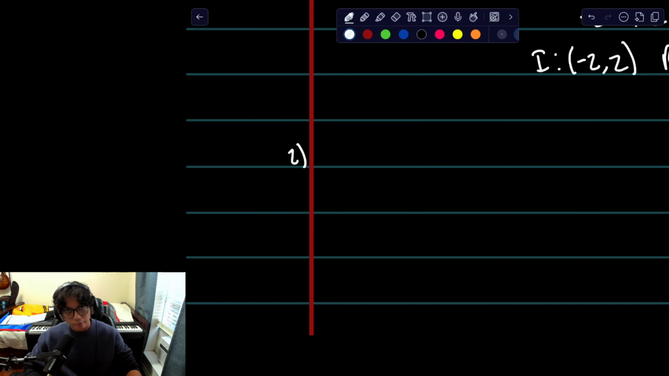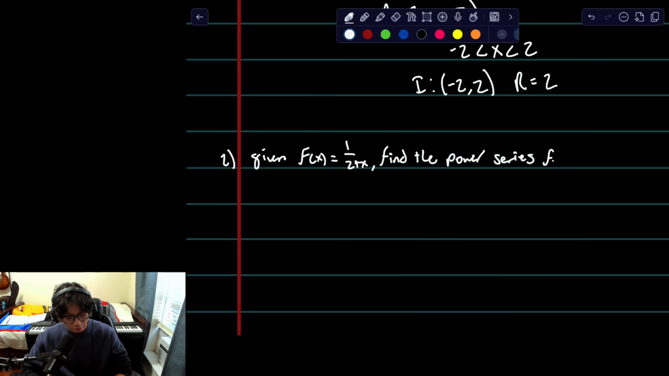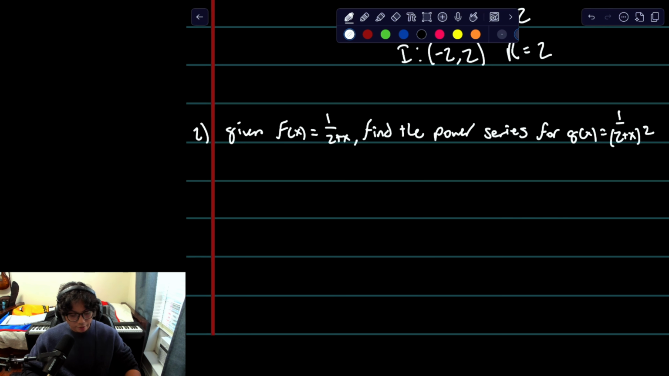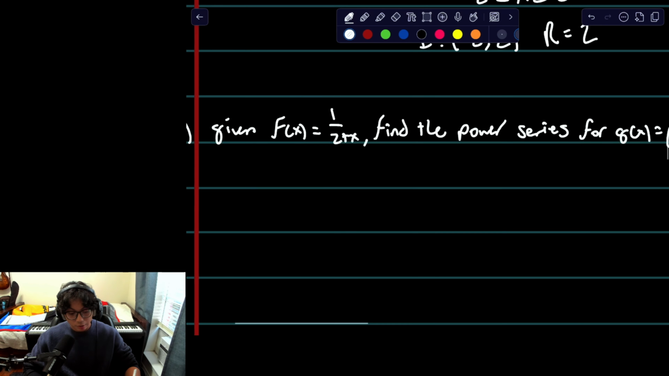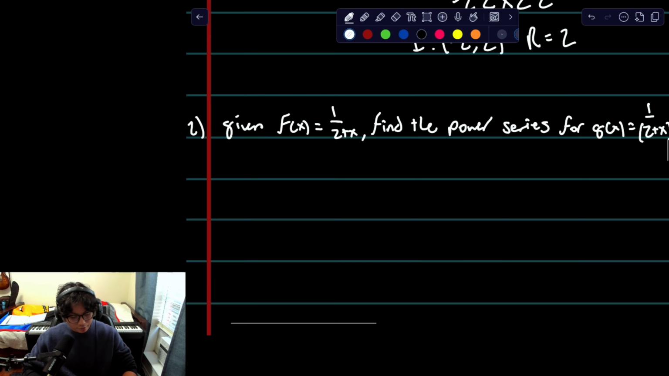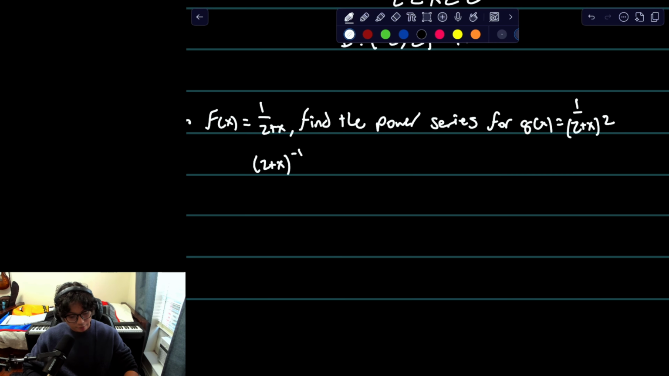Now, building off of the original function in the first problem, let's let our next problem be that given f of x equals 1 over 2 plus x, find the power series for g of x equals 1 over 2 plus x squared. Now, you are given a choice of whether you integrate or differentiate, and in this case, you would differentiate, because this is the equivalent of 2 plus x to the power of -1, which if we take the derivative of it, we get -2 plus x to the power of -2, which is equal to -1 over 2 plus x squared.